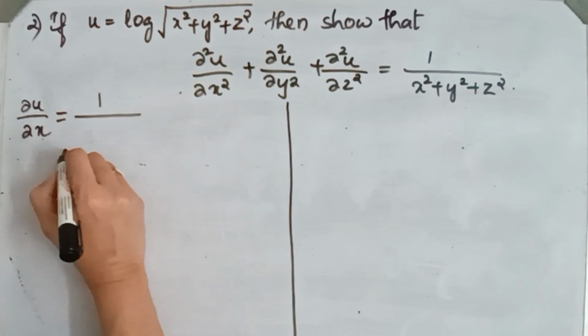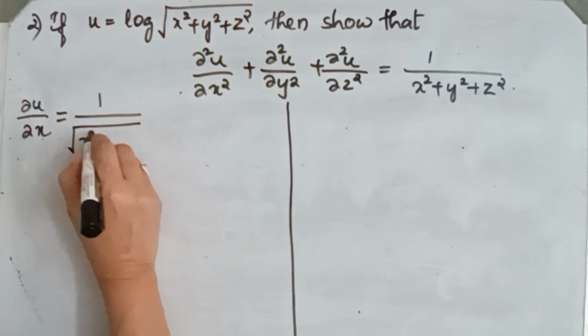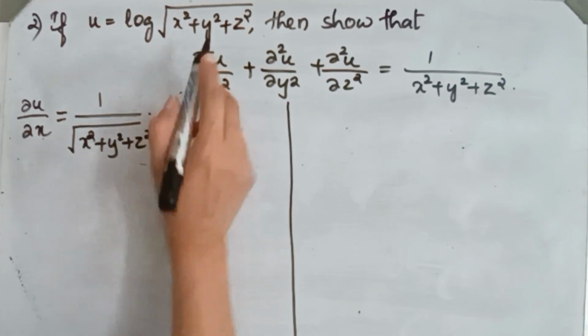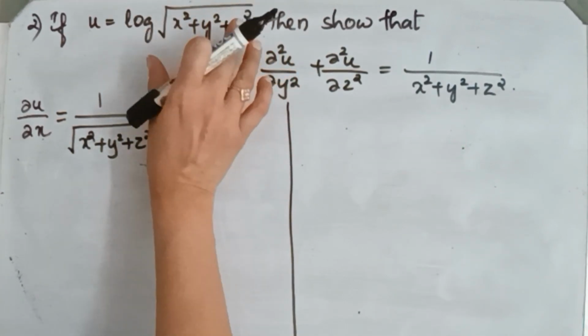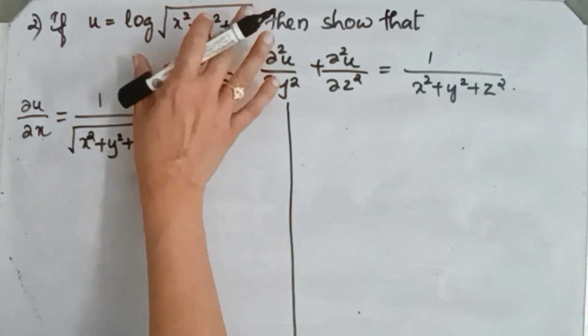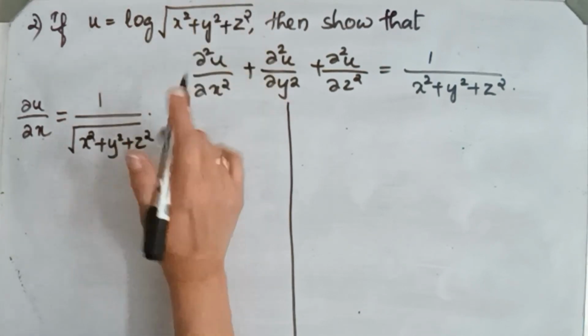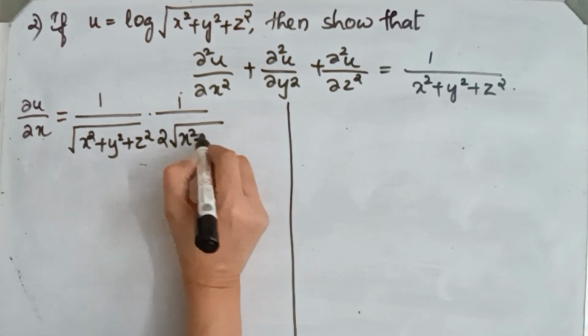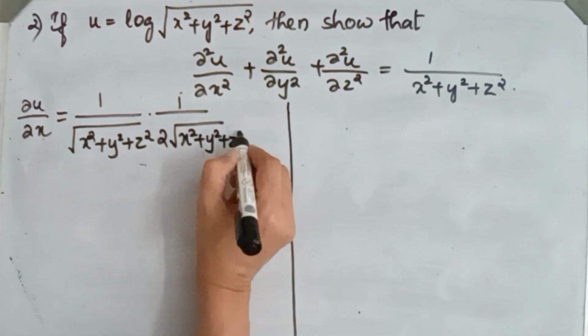1 by that function, 1 by square root of x square plus y square plus z square, into, then chain rule, root of any function. What is the derivative of root of any function? 1 by 2 root that function. So 1 by 2 root x square plus y square plus z square.